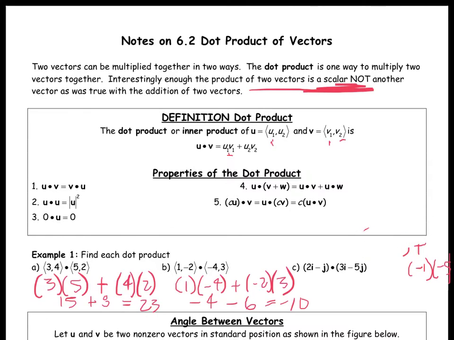I'm running out of room, so I'm erasing this. They give you notes to conserve space, but whatever. Again, when you take the dot product of two vectors, you get a number. 2 times 3 is 6, plus 5. My answer is going to be 11.